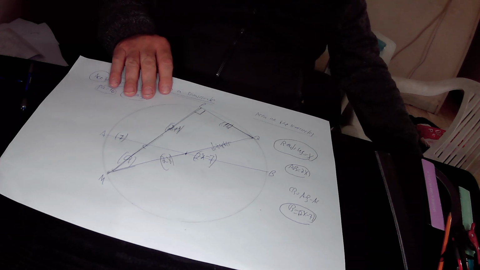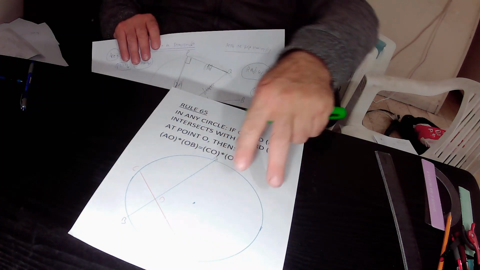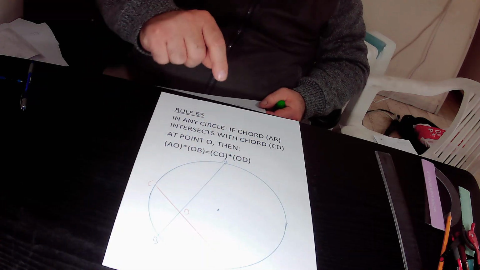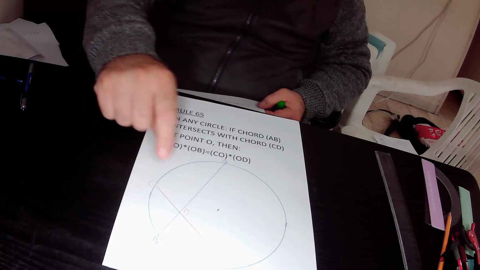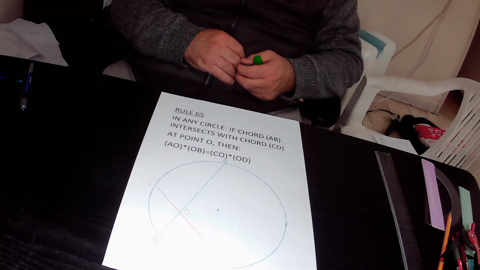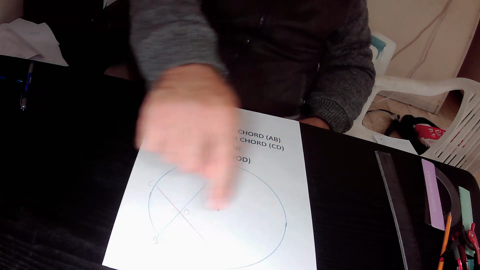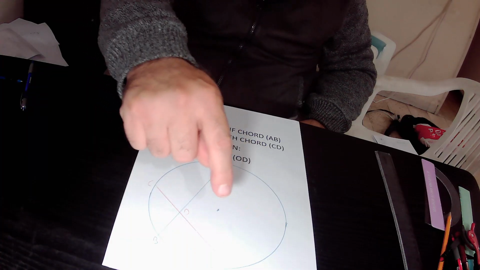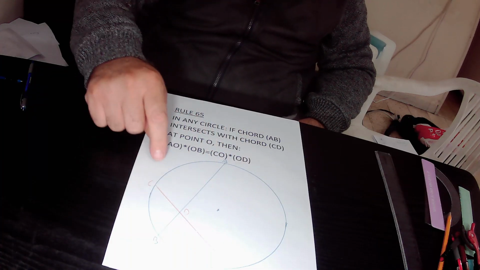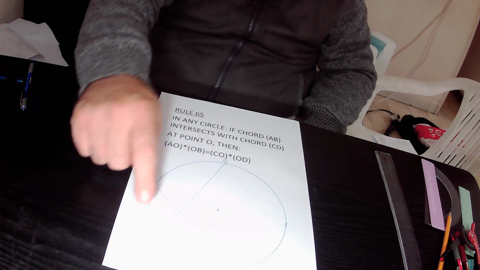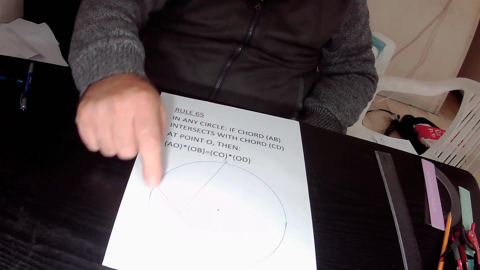Rule 65 applies to any circle. In any circle, if chord AB intersects with chord CD at point O, then the following equation holds: AO times OB equals CO times OD. Again, in the drawing we have a circle, chord AB intersects with chord CD at point O, so AO times OB equals CO times OD.